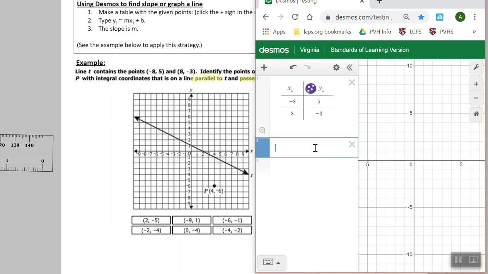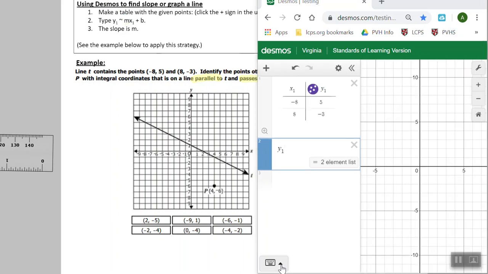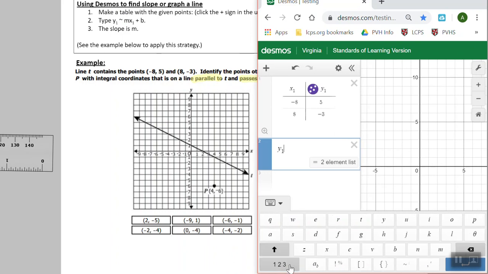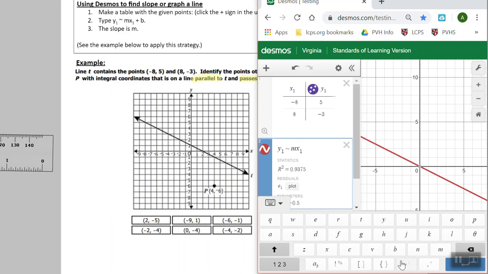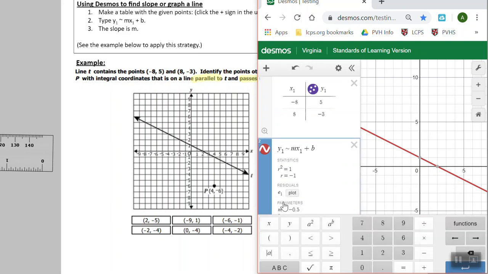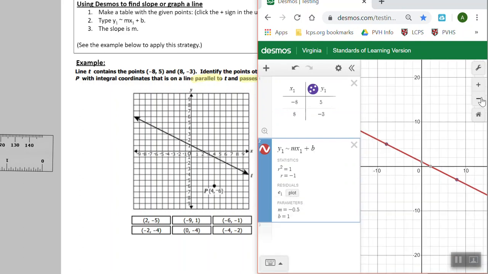In the next cell, I'm going to type y sub 1. I just have to type the y and the 1, and then the little squiggly button, which I can find on my keyboard. Even on this keyboard, I click ABC, and there's the squiggly, and then mx1 plus b. And they show me the line. Now, I'm not zoomed out enough to see my points, so I zoom out a little bit, and I see those are the points.